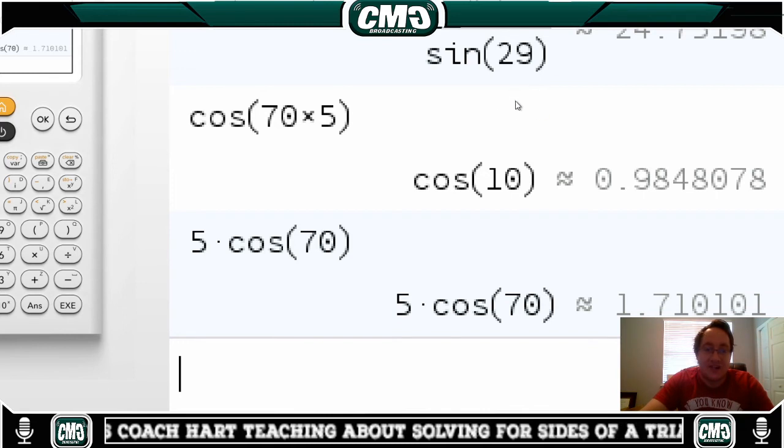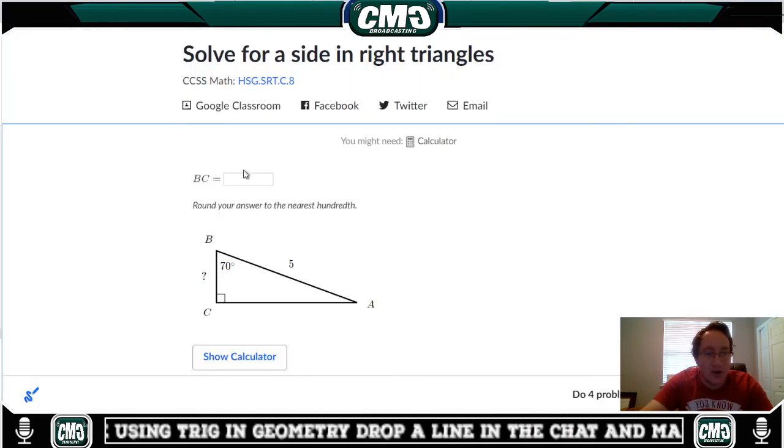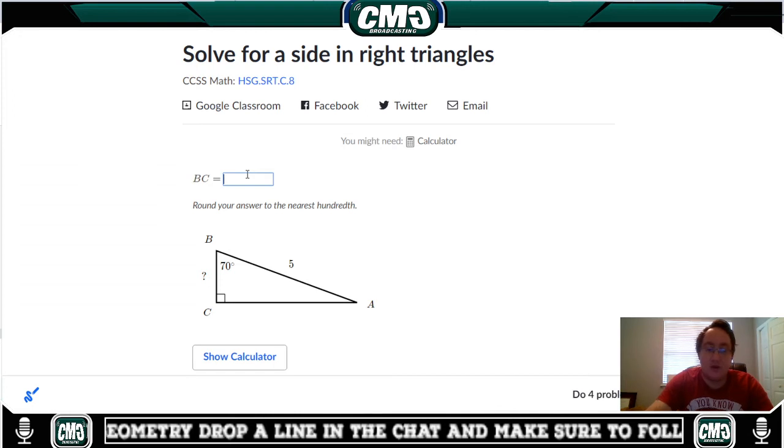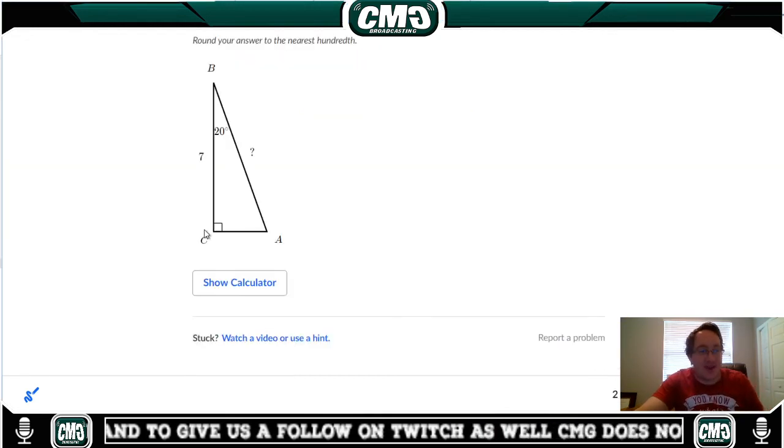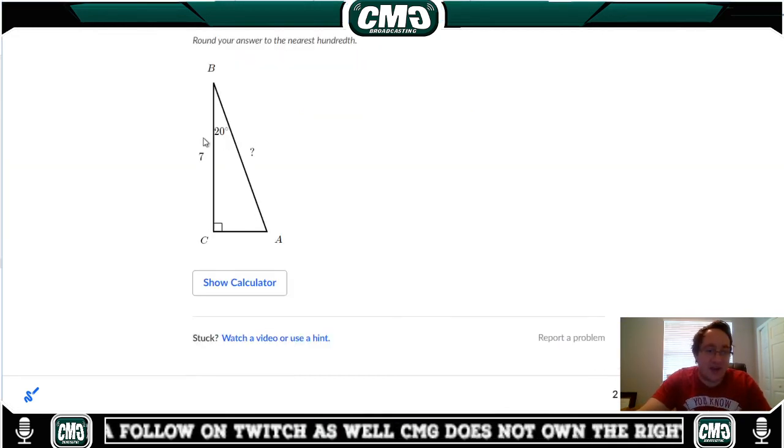Now notice that is going to give us 1.710. So we're going to go to that and put 1.71 in for what we have there. And don't worry, it's telling me that answer is correct. So now we get to right here.